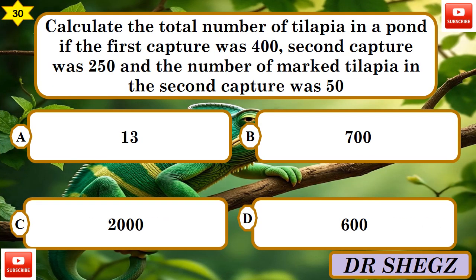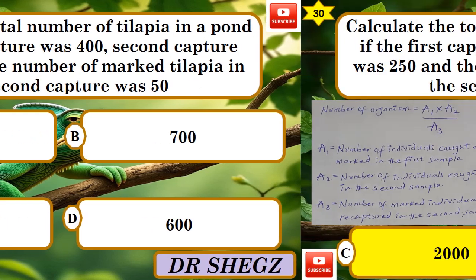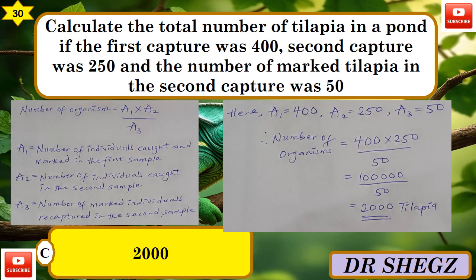Calculate the total number of tilapia in a pond. If the first capture was 400, second capture was 250, and the number of marked tilapia in the second capture was 50. Okay, now this is simple here.